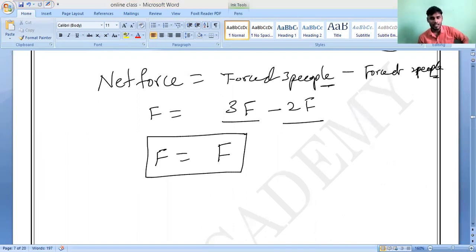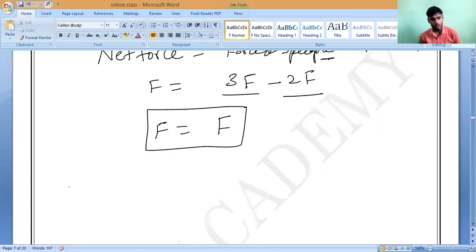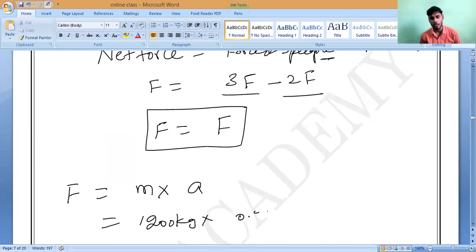Now, what is the acceleration? 0.2 meter per second squared. So now multiply. Force F equals what? Mass into acceleration. Mass equals 1200 kilogram into acceleration equals 0.2 meter per second squared.